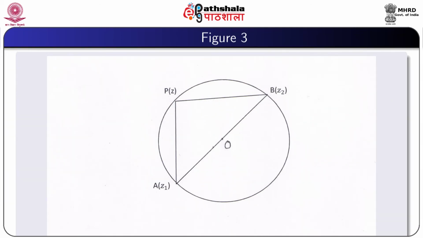So, this is our figure. Here AB is the diameter of the given circle, and P is any point on the circumference. So, the angle between AP and BP is obviously pi by 2.